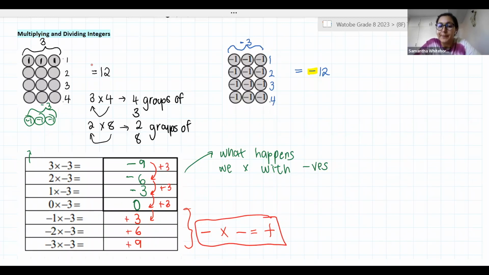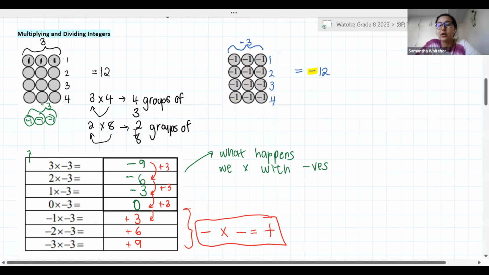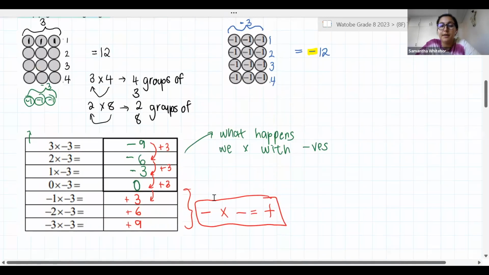Multiplying two negatives together is going to give us a positive. Now, again, a lot of you already know this rule, but it's just important to be reminded of it before we start doing our operations.